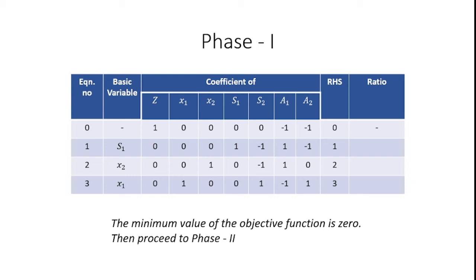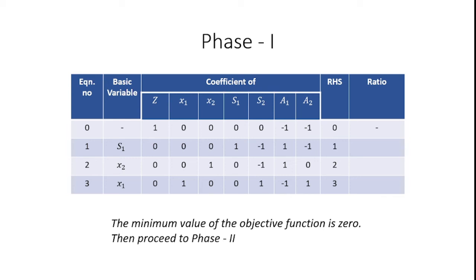Likewise, I convert, I may get the final solution. According to this phase 1 table, the minimum value of the objective function is 0. Let's see here, equation 0 is the objective function, so the right hand side value is 0. Here I have reached the 0 value with phase 1, so I stop the phase 1 solving procedure.